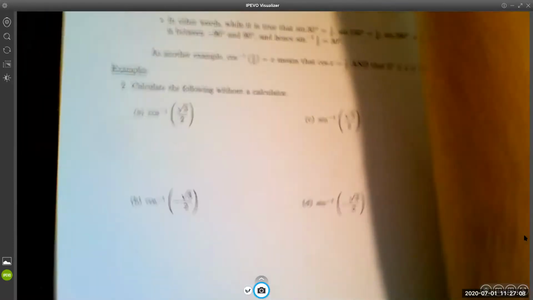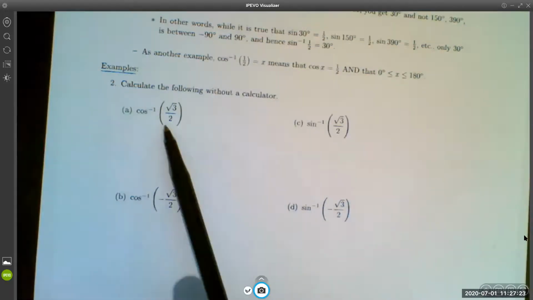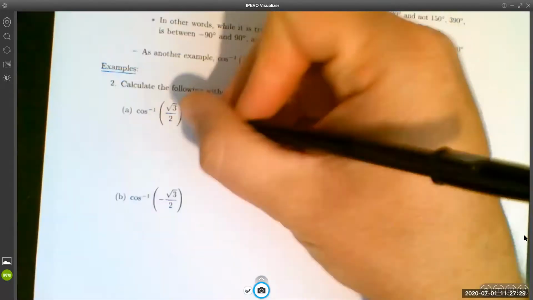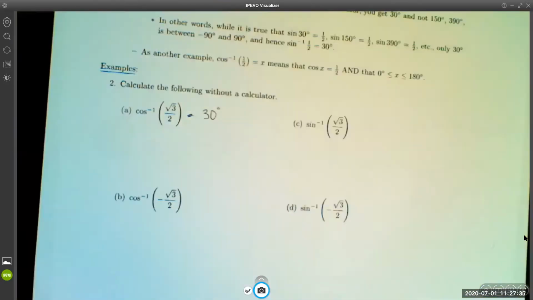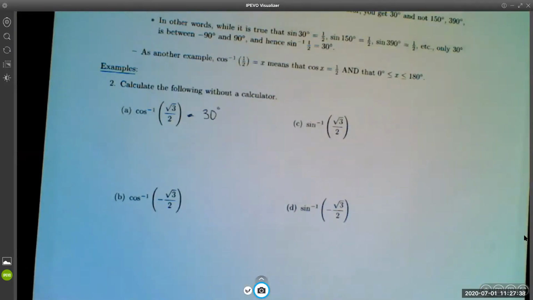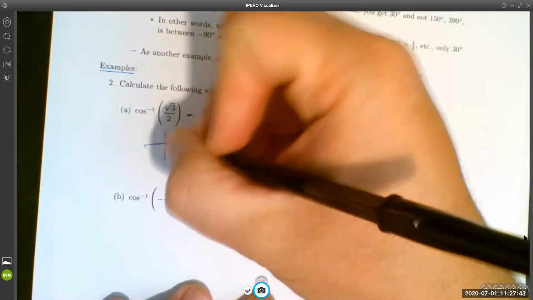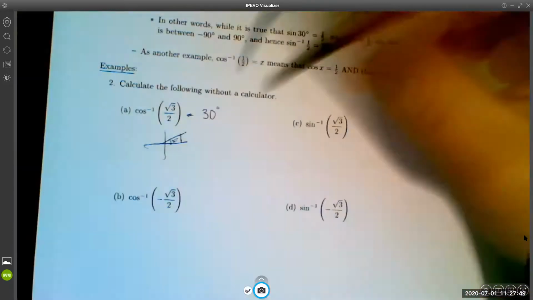Let's see if we can calculate some of these function values without using a calculator. So cosine inverse of √3/2. We would be looking for an angle between 0 and 180 such that cosine of that angle is √3/2. So that would have to be 60 degrees, right? No, not 60 degrees. It would be 30 degrees. Remember, cosine goes with the x values, so it's going to be the smallest angle, so that you get the largest possible x value. So that's going to happen at 30 degrees, 30 degrees for sure.